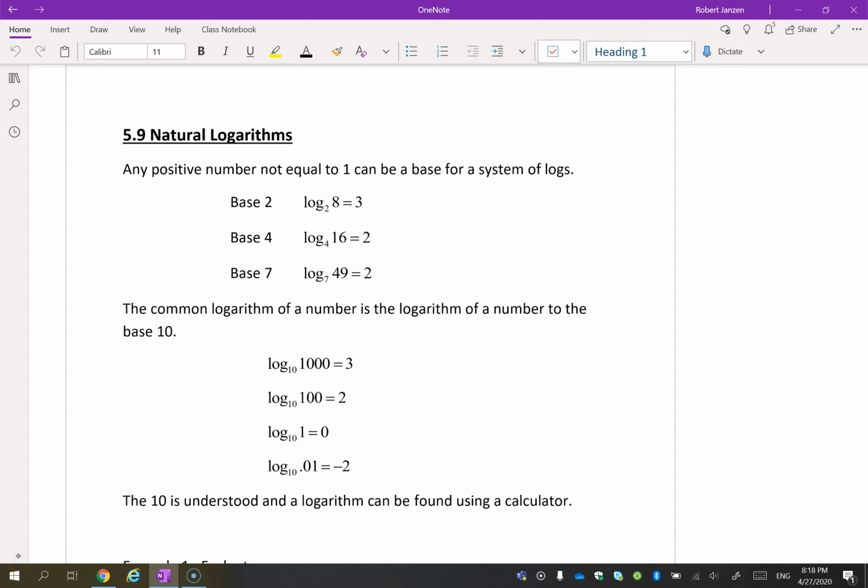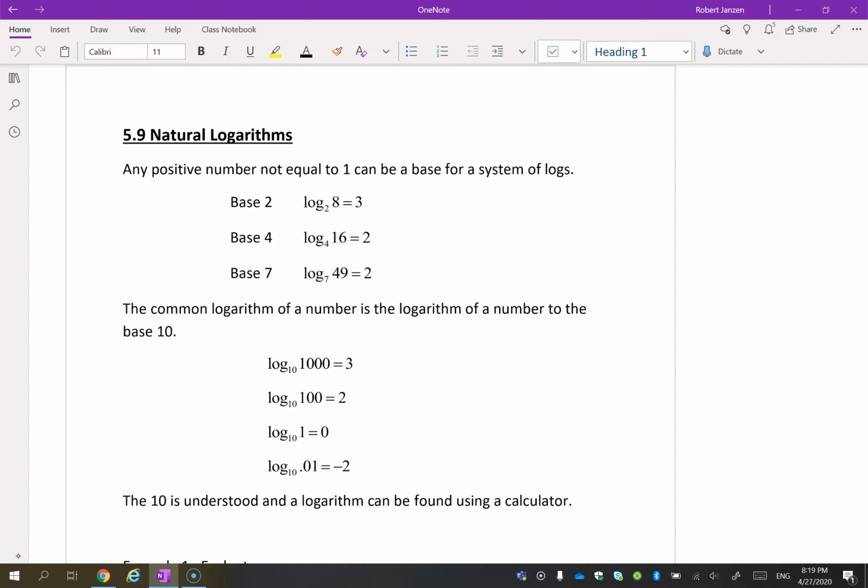Alright, so it's time to finish up logs. You'll notice that in your textbook there is nothing to do with natural logs. In fact, it kind of surprised us many years back because it's in the course but it's not in any of our original assignments.